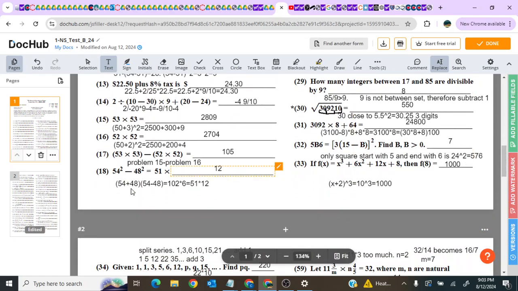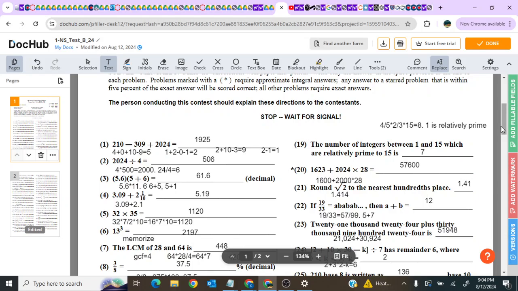Difference of squares is the sum of the two values times the difference between the two values. So 102 times 6. Divide 102 by 2, multiply 6 by 2, and you get 51 times 12, which fits the format they want.